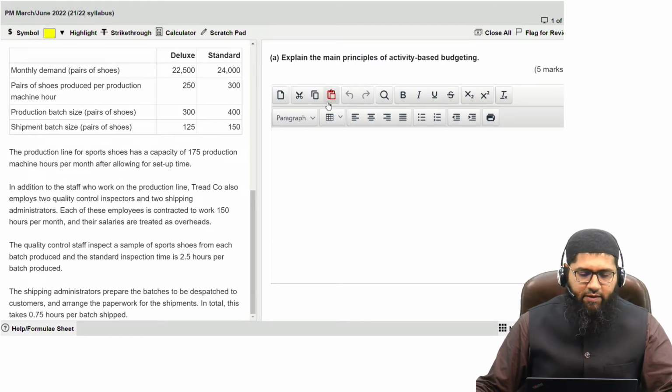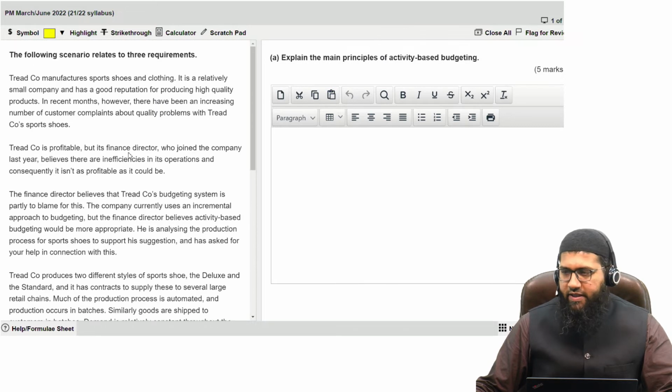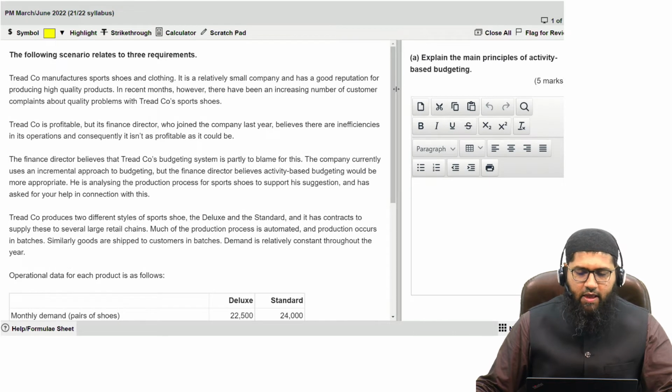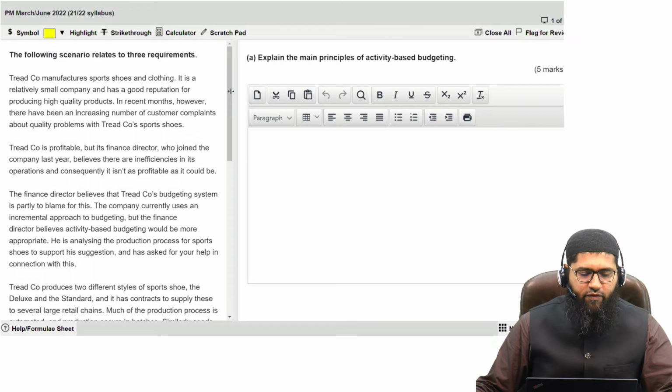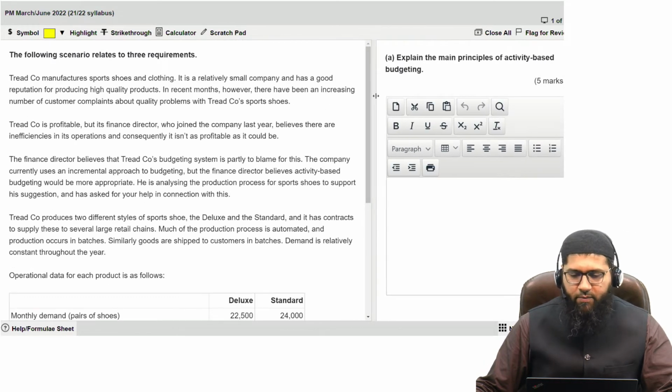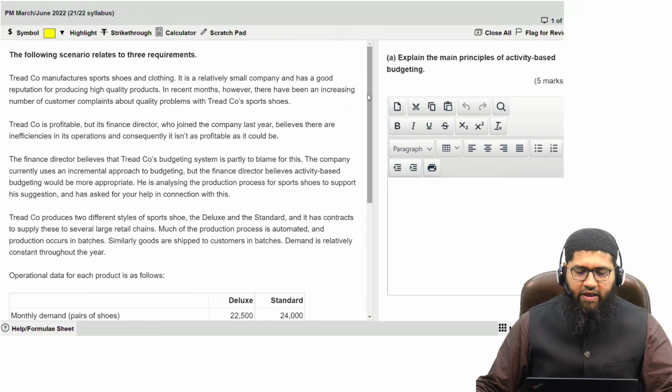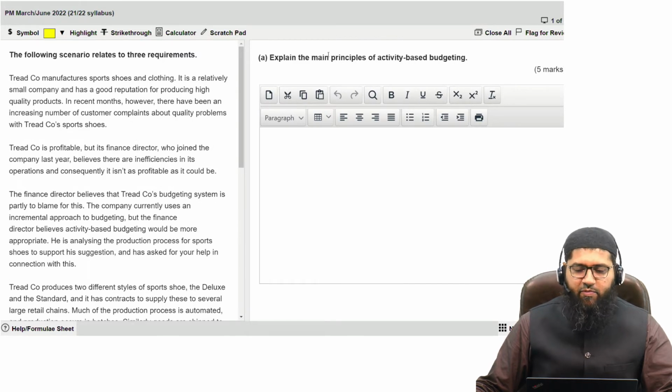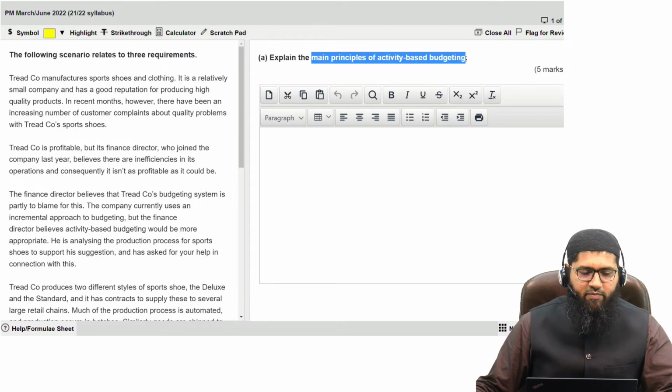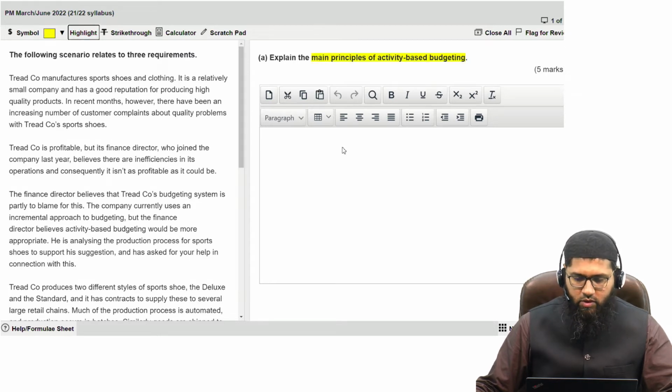Now, the first thing that I would want to discuss is that we have one of the questions which has multiple requirements. As you know, you've got constructed response questions, and in case you want, you can just move the screen this way. So basically, one of the requirements is: explain the main principles of activity-based budgeting. That's one of the areas.